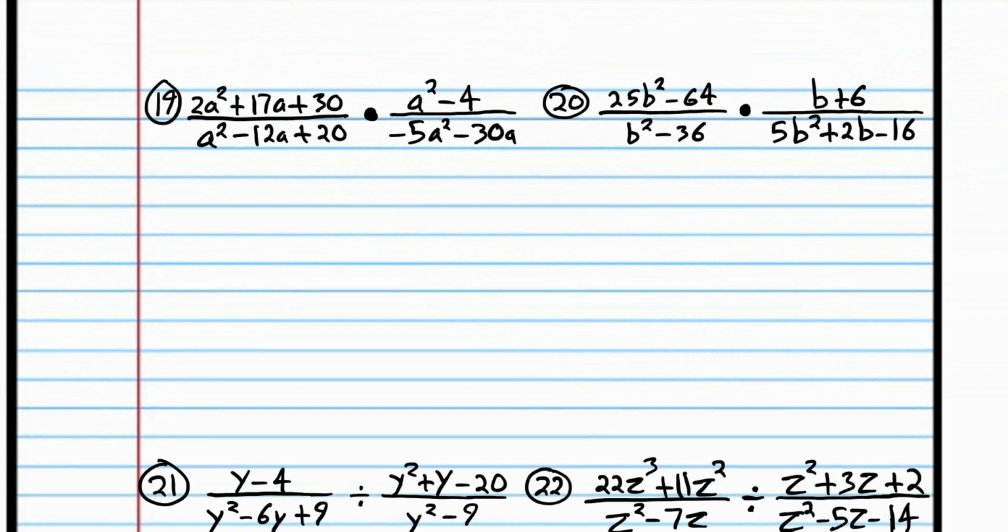Now, this problem looks like it's going to be about the same, but just keep in mind you're going to have to factor out a negative here probably. So go ahead and try 19, and when you're done, we'll do it together. All right, we're back.